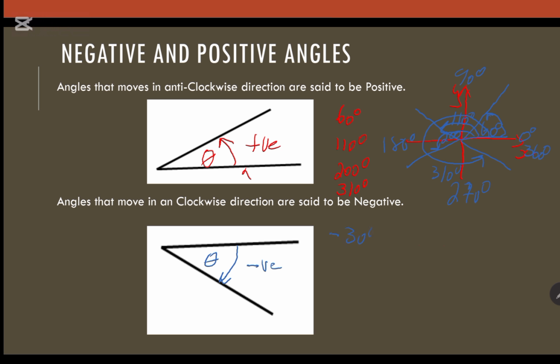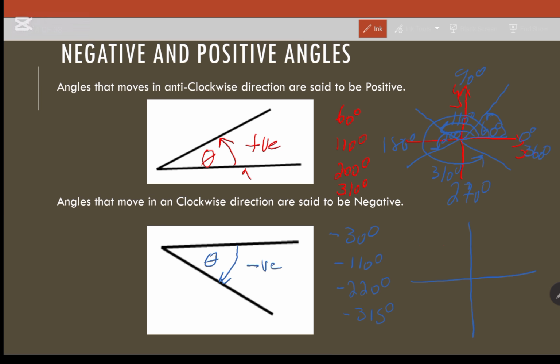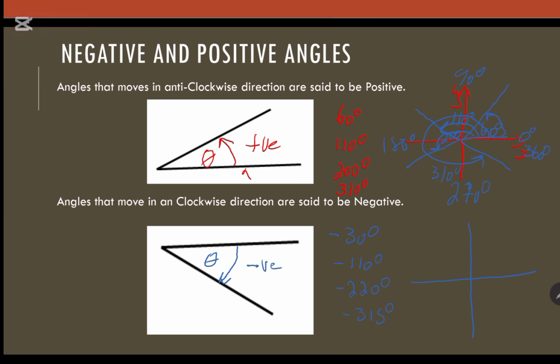Negative 30 degrees, negative 110 degrees, negative 220 degrees, negative 315 degrees. So I'm just going to represent them quickly here on the Cartesian plane, just so that this concept of negative angles can also be clear. So negative 30 degrees.